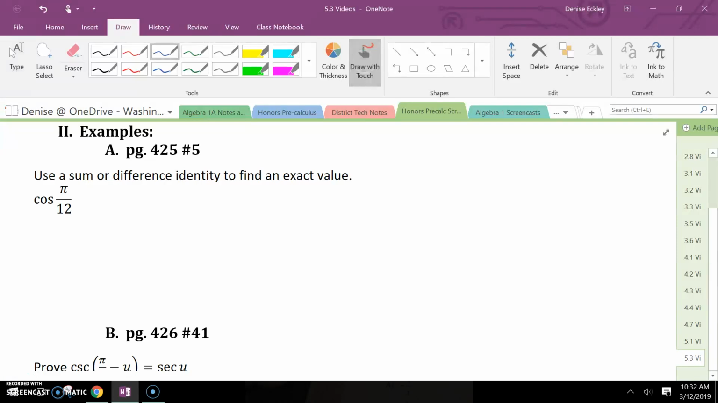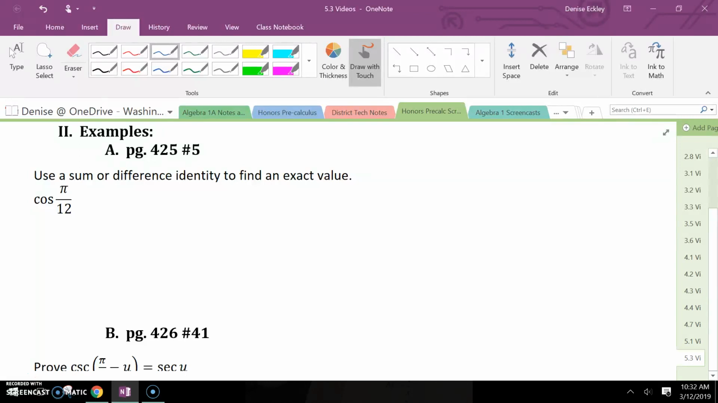This section is about our sum and difference identities for sine, cosine, and tangent. So we're going to start off by using the identity to find an exact value of cosine of pi over 12. This is number 5 on page 425.